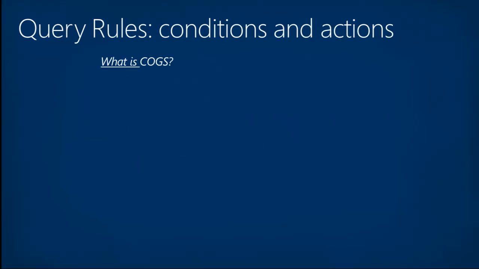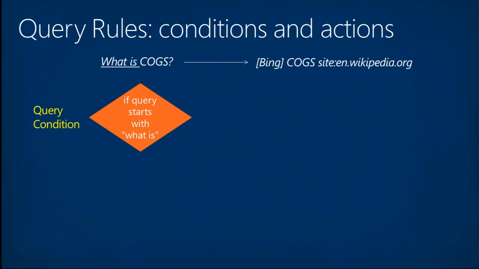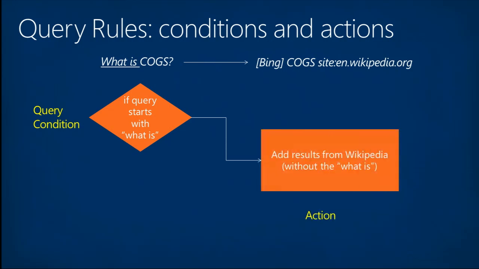How do query rules work? They're split into conditions and actions. And imagine that I've got a query like what is COGS, where I'm trying to find a definition. And I want to change that into query to Bing to look up the definition in Wikipedia. My condition is going to look a bit like this. If the query starts with the words what is, add results from Wikipedia without the what is.